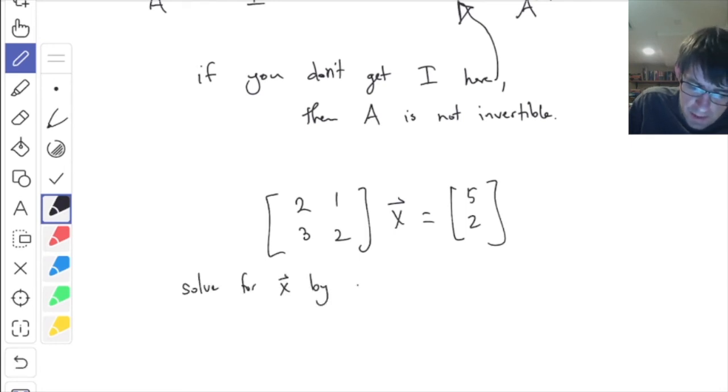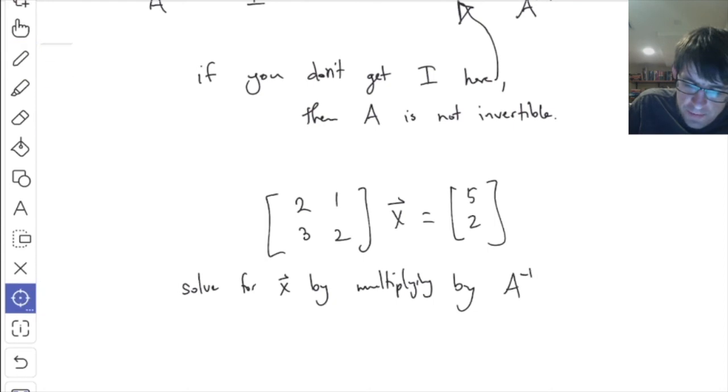by multiplying by A inverse, right? I mean, if you didn't know better, you would say, oh, I can solve this for x, just divide by this thing on both sides, and then I'll have x all by itself.